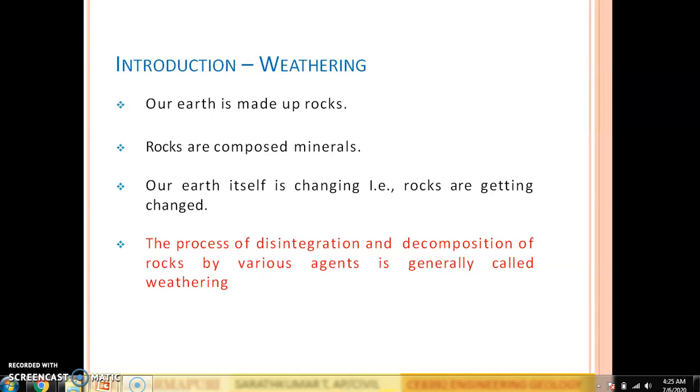Weathering. Our earth is made up of rocks. Rocks are a combination of minerals. Our earth itself is changing. That is, rocks are getting changed by various natural agents like river, groundwater, wind and sea. So the process of disintegration and decomposition of rocks by various agents is generally called weathering.